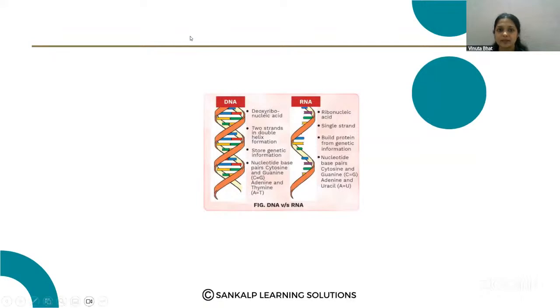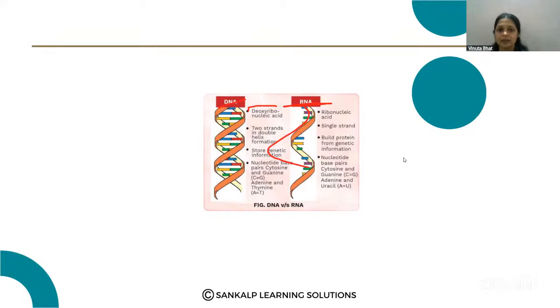Yes, this is the structure of DNA and this is RNA. Here you can see the difference: DNA is double stranded, here it is single stranded. That is the difference you can observe.